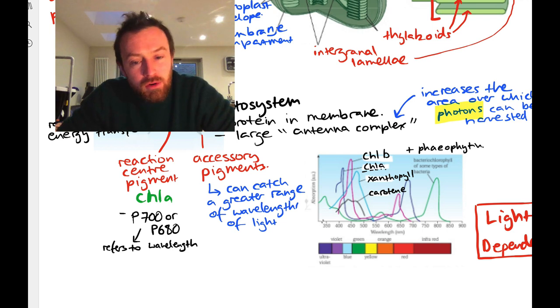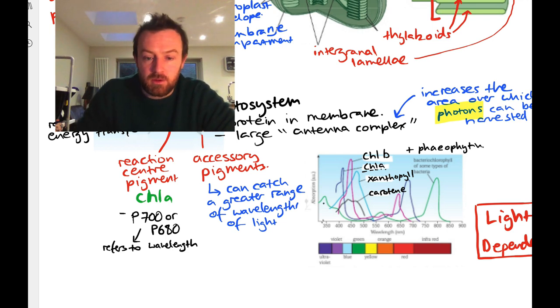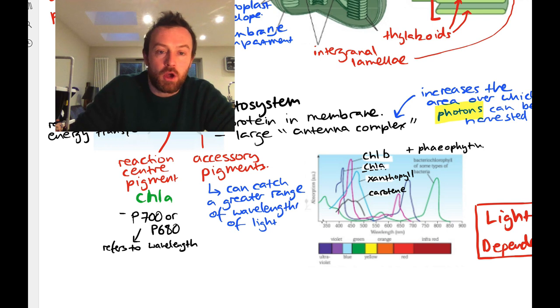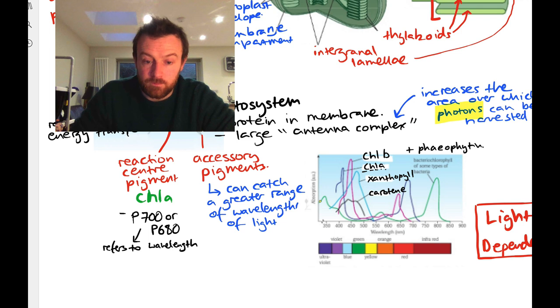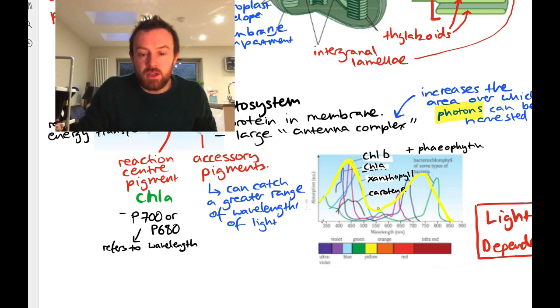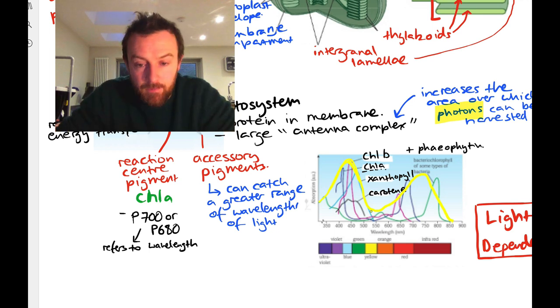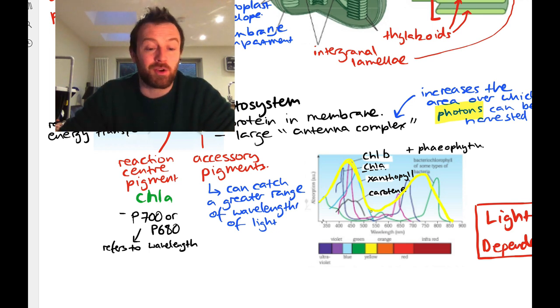Overall, and you don't need to put this on the graph, but you can if you want, the total shape of the curve for photosynthesis is a bit like this, which I'm putting in yellow. The yellow represents all the wavelengths of light summed together. So that means that plants can use a lot of light in the blue area, a lot of light in the red area, but they don't really use much in the green area, which is why plants are green. They reflect the green light.